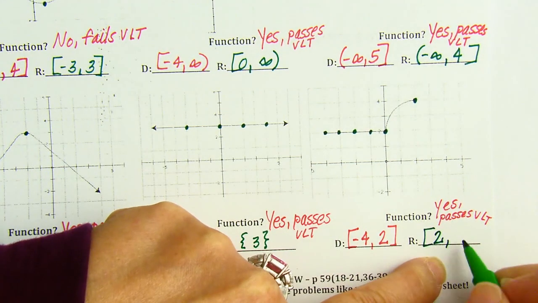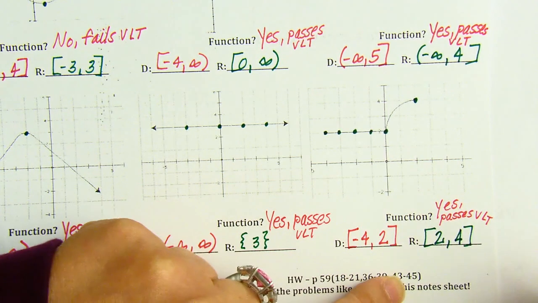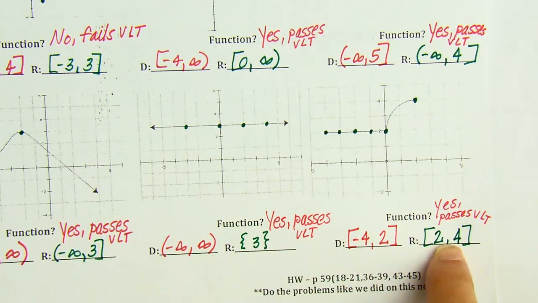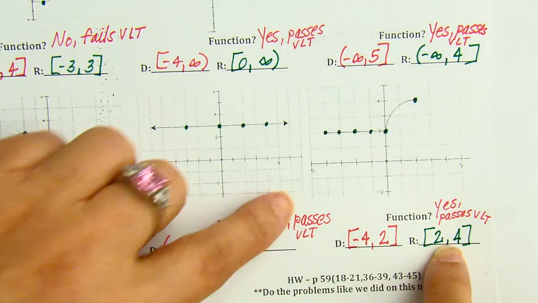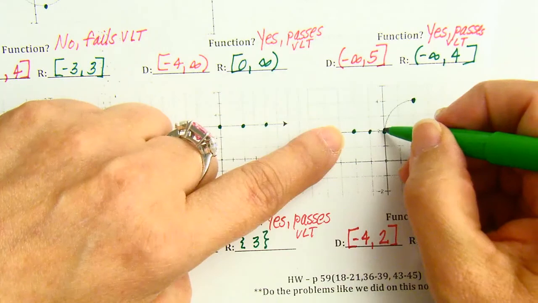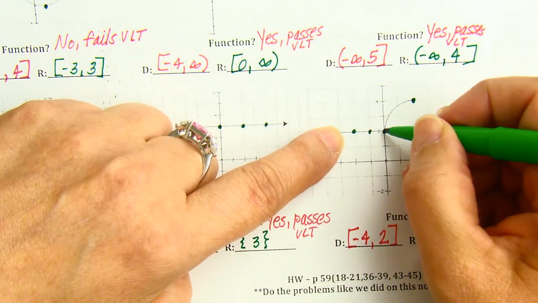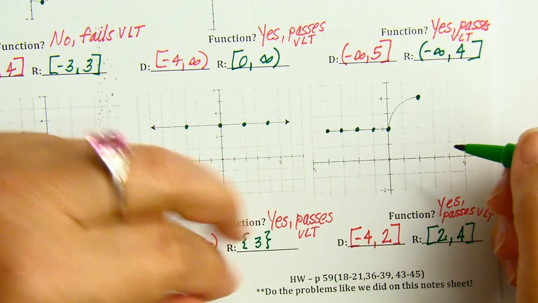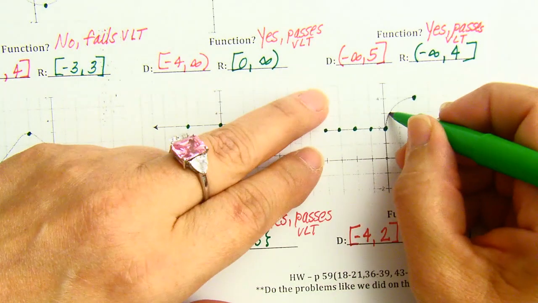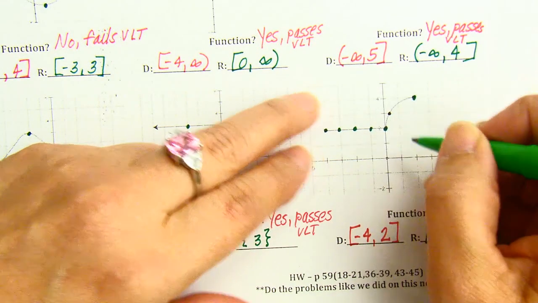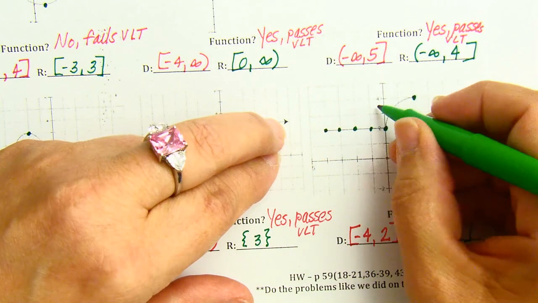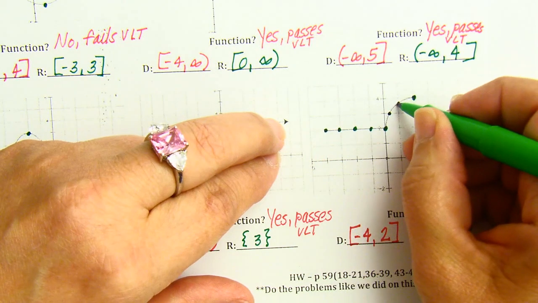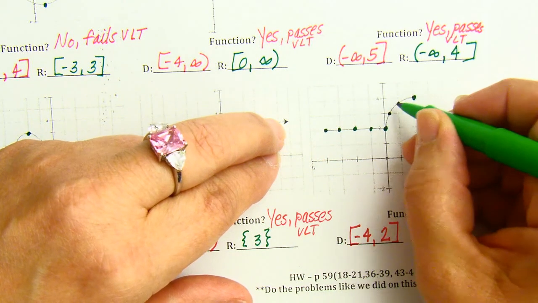So the first y value is 2. The second y value is 4. I'm including them and all the numbers in between. All those numbers in between will be found on this piece of the graph right here. In other words, a y value of 3 would be found right here. A y value of 3.75, it looks about, would be right there.